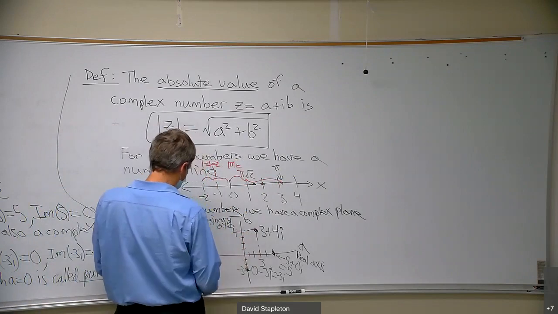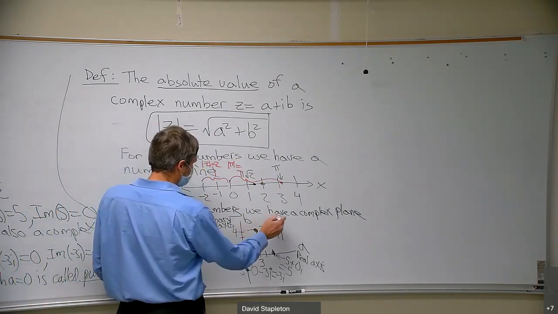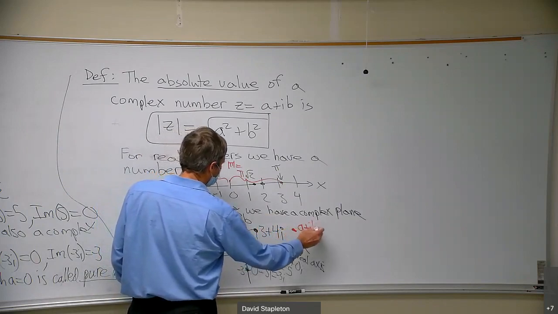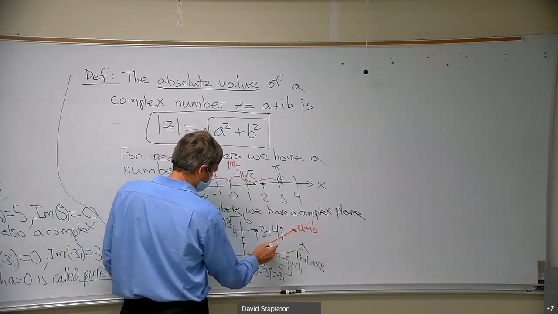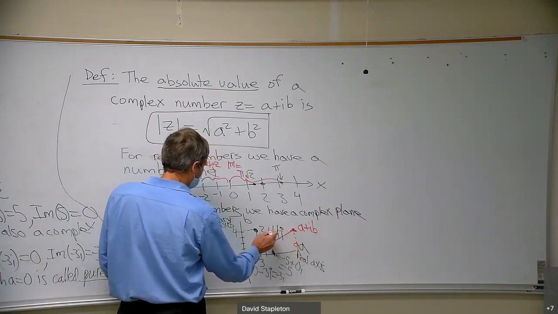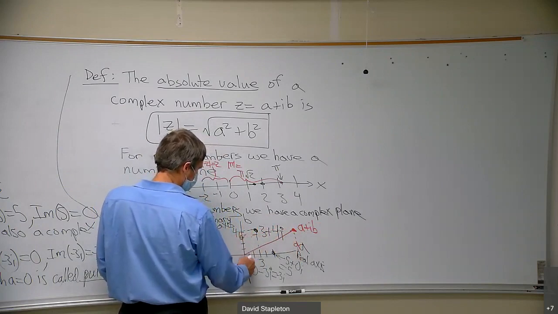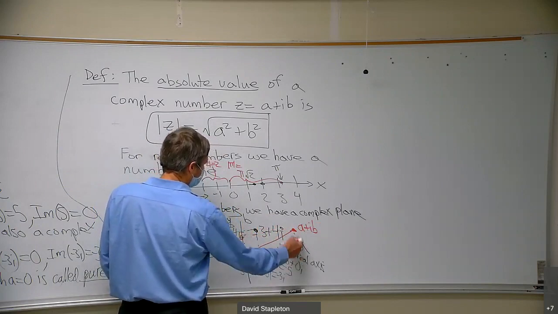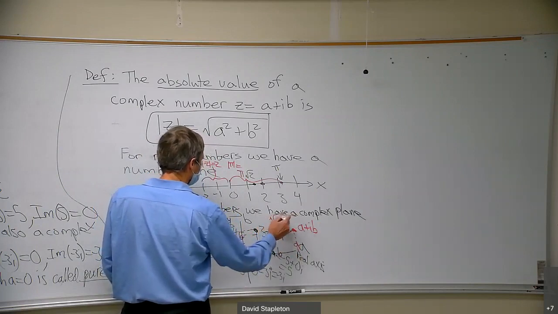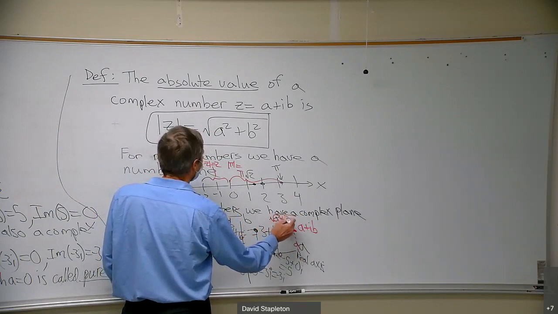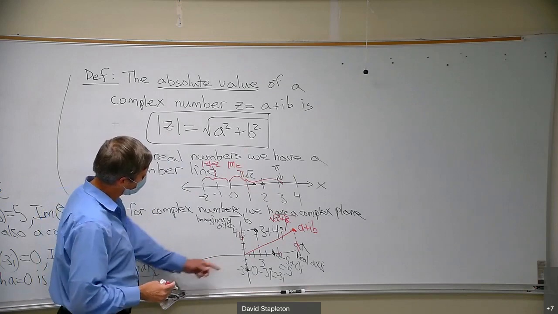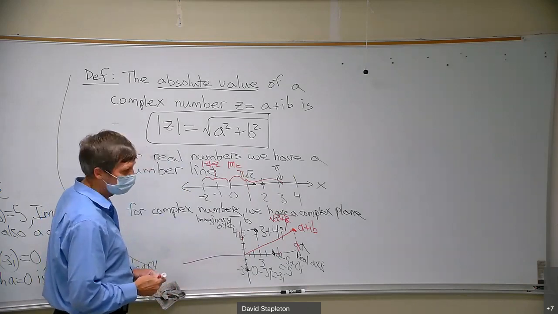So if I take any point here, take a point a plus ib, we'd say its distance in the complex plane is this line here. Well, if it's at a on the a axis and b on the b axis, then this is a right triangle. The distance here is the square root of a squared plus b squared. That's where this comes from. The absolute value of a complex number will be its distance from the origin in the complex plane.